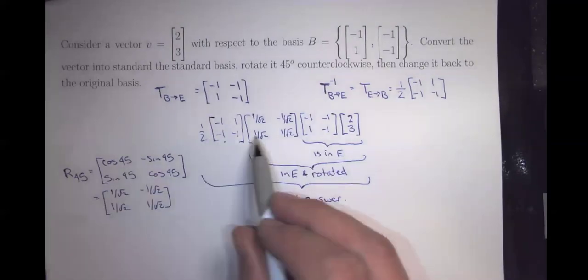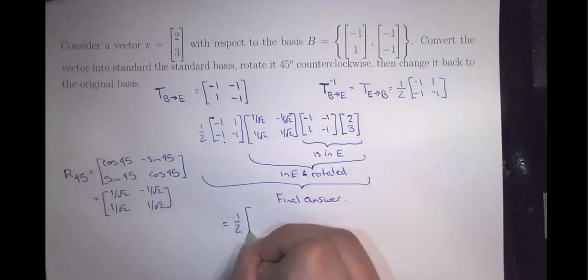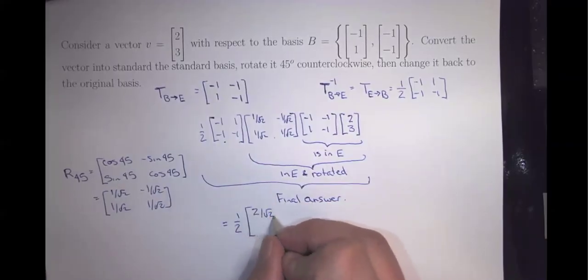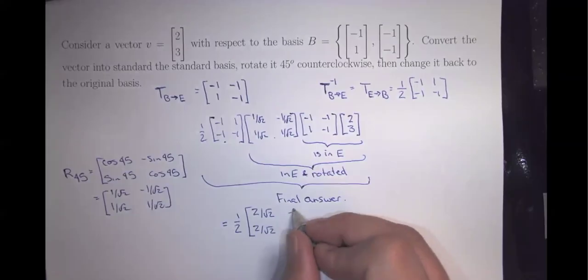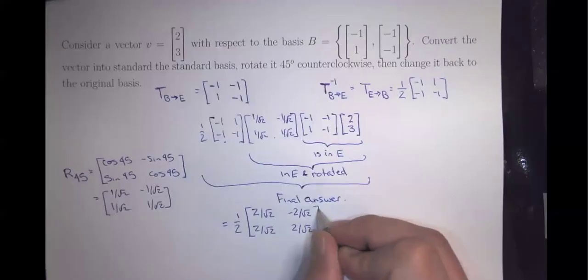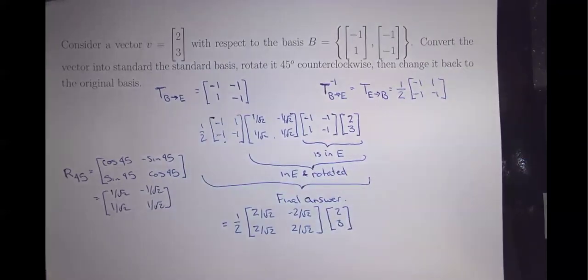And so when you multiply these three matrices together, you end up with 1/2 times 2 over root 2, 2 over root 2, -2 over root 2, and 2 over root 2, still times 2, 3. So if we ever wanted to do this same rotation, but with a different vector, all we do is multiply by this matrix here.